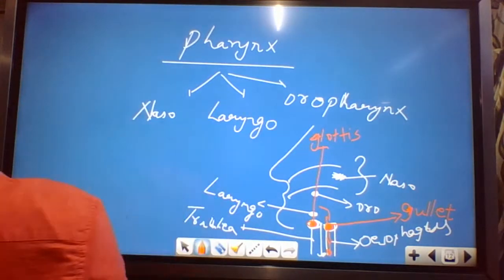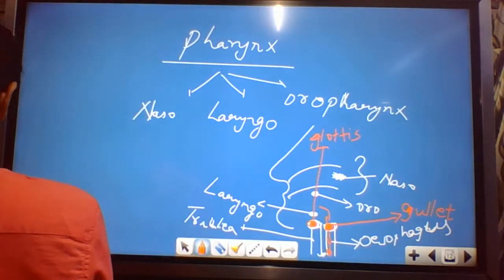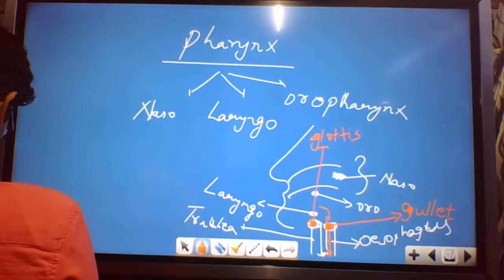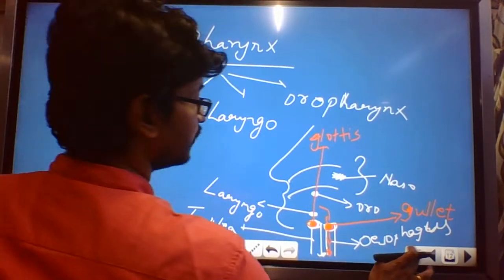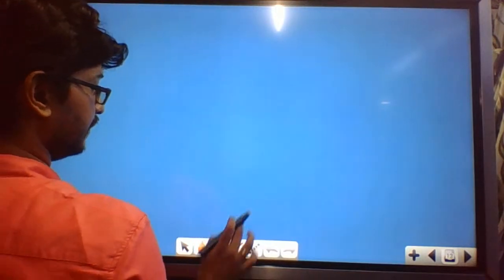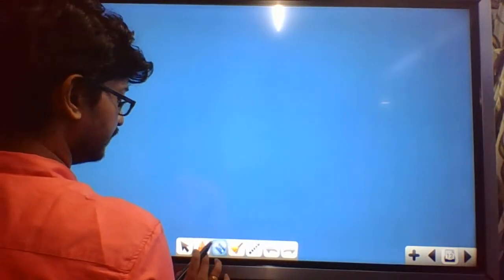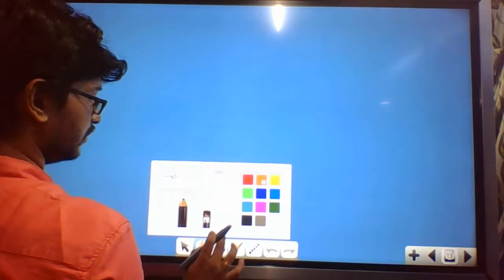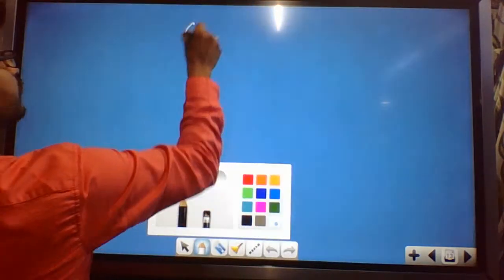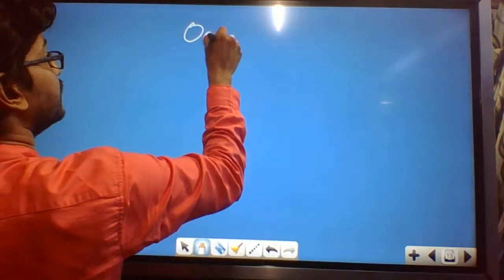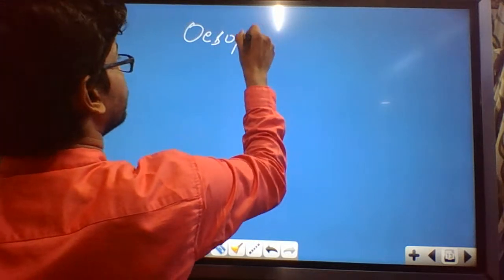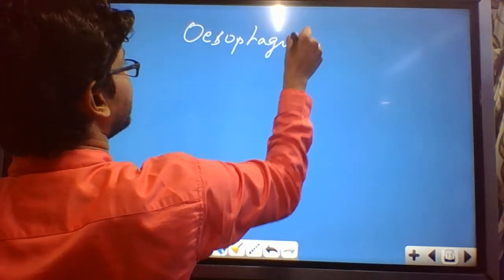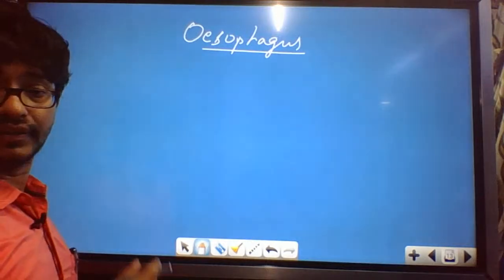So we're done with the pharynx part. Next we're going to discuss the esophagus. Now the esophagus, that I just told you about, what pipe is that?